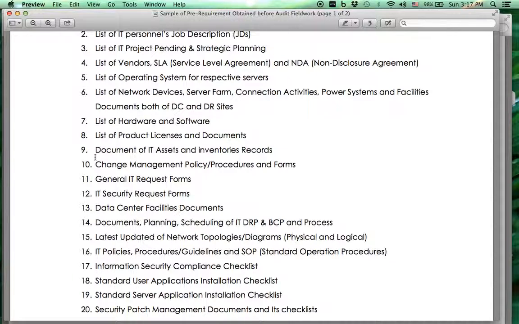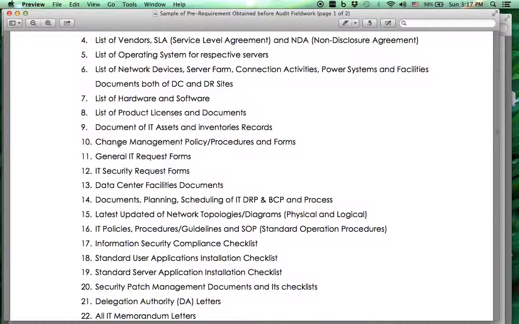And number 9, you need to obtain the documents related to the IT fixed asset. Number 8 and number 9 are just one related matter, an area with similarity. So number 10 relates to the change management policy and procedure.